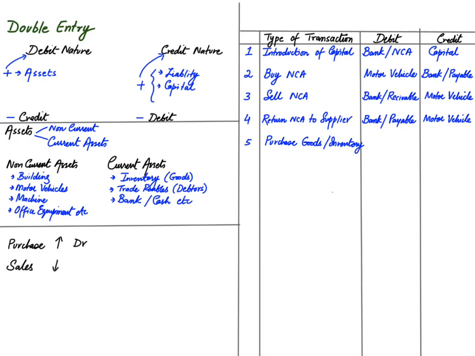Whenever we are selling stock, as you know, the stock is going down, we will be crediting the sales account. For buying, we'll be debiting the purchase account, and for selling, we'll be crediting the sales account.